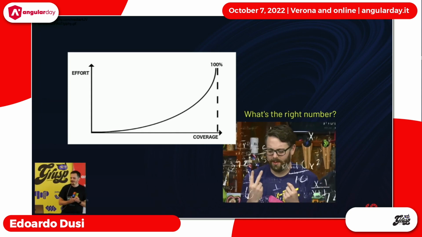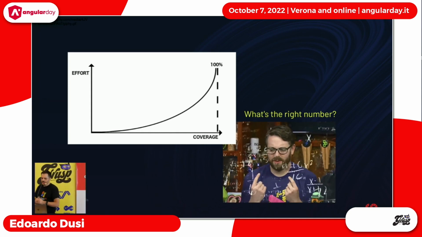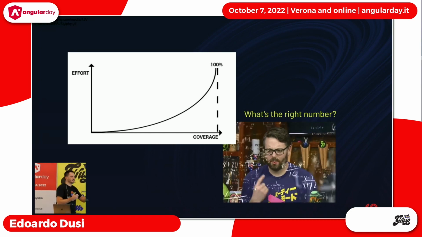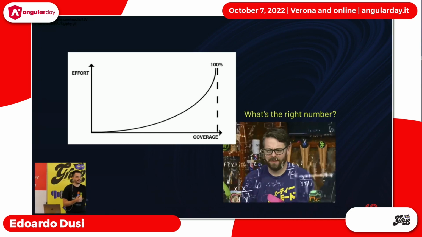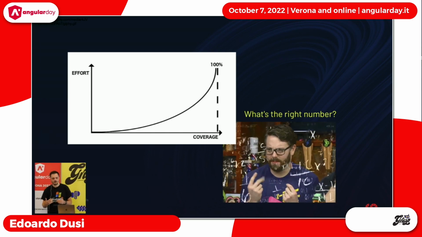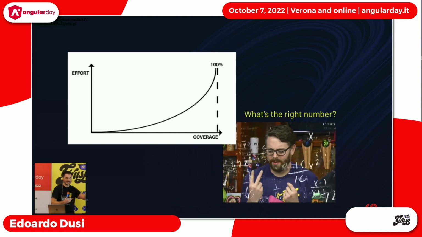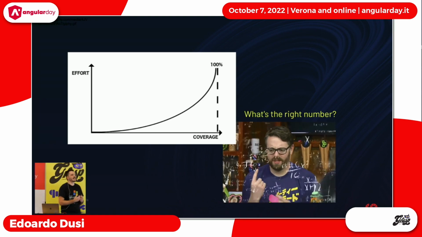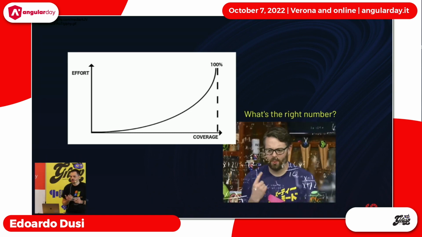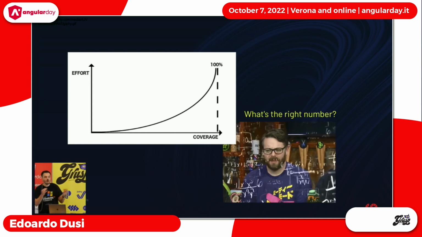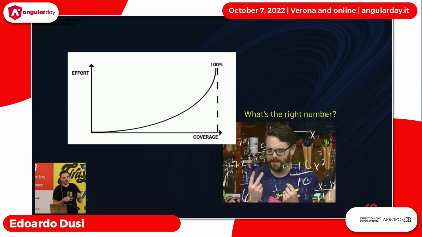So, what's the right number? You also know that the closer you get to 100%, the more effort is needed to get to a higher number. But is there a correct number? Should I stop at 70? Should I stop at 80? Should I configure my pipeline to warn me if my coverage is below a threshold?